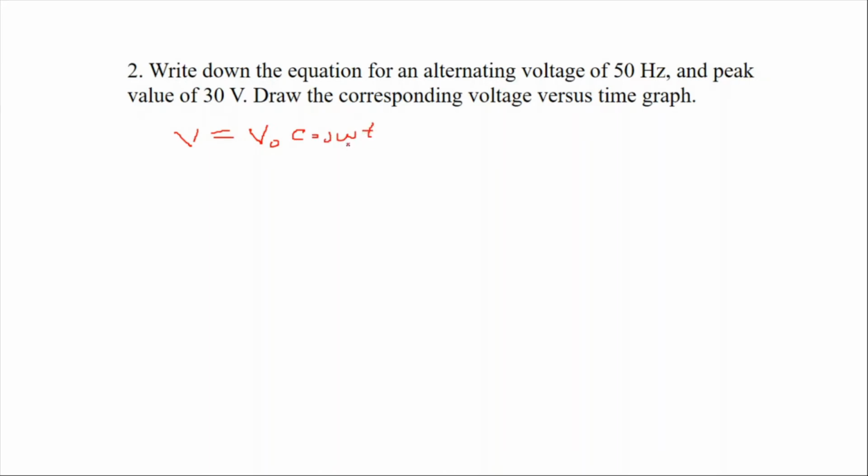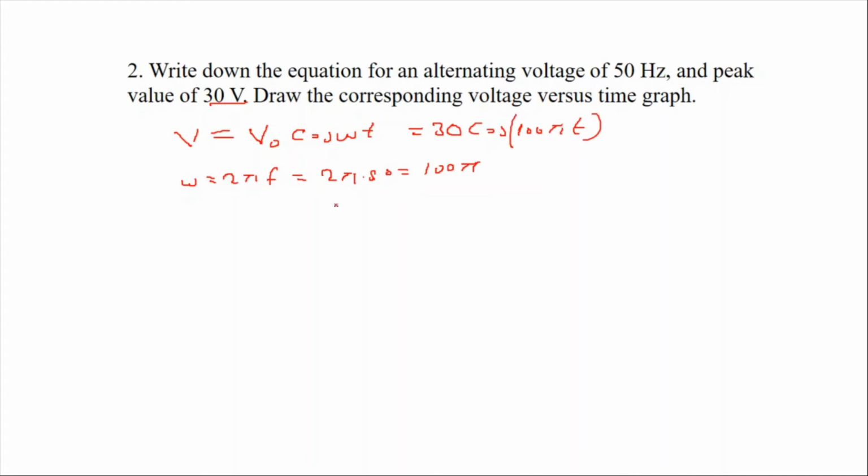And let's first find ω. It is equal to 2πf, and it will be 2π times 50, which equals 100π. That is ω. So from here now we can write our equation as V0 is given, 30, is here, and V = 30 cosine 100πt is the equation.